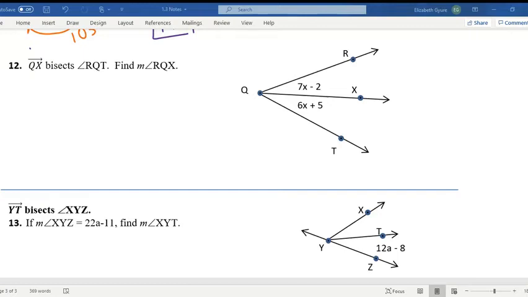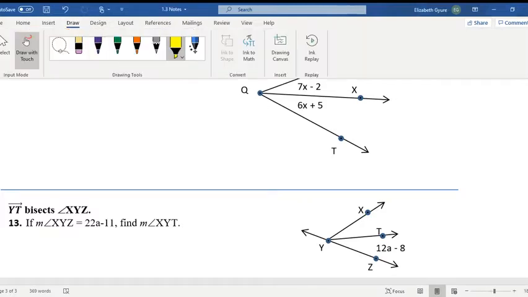Now we're going to look at some examples that have to do with bisectors. If you look at number 12, it says ray QX bisects angle RQT. Find the measure of angle RQX. So we have a bisector which is drawn for us, so we don't have to worry about that. And we want to find the measure of angle RQX. So let's mark that so we know which one we want to find.